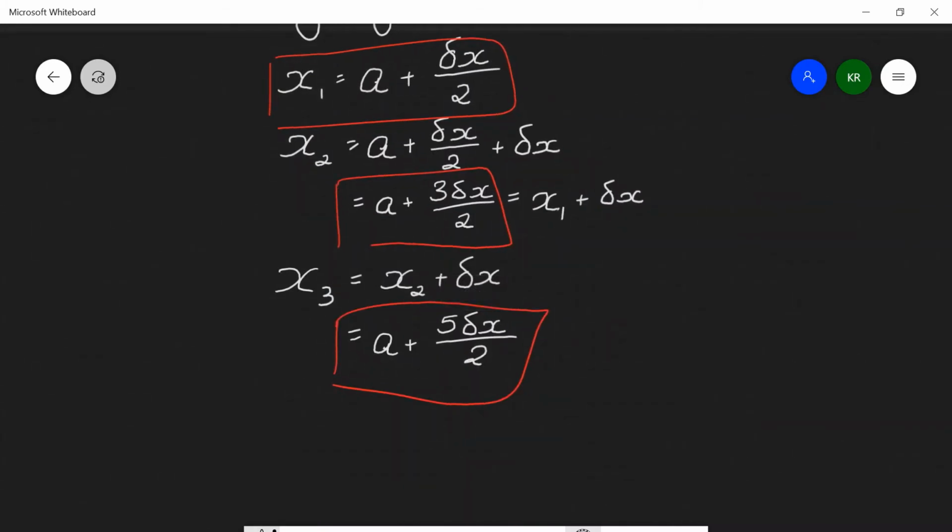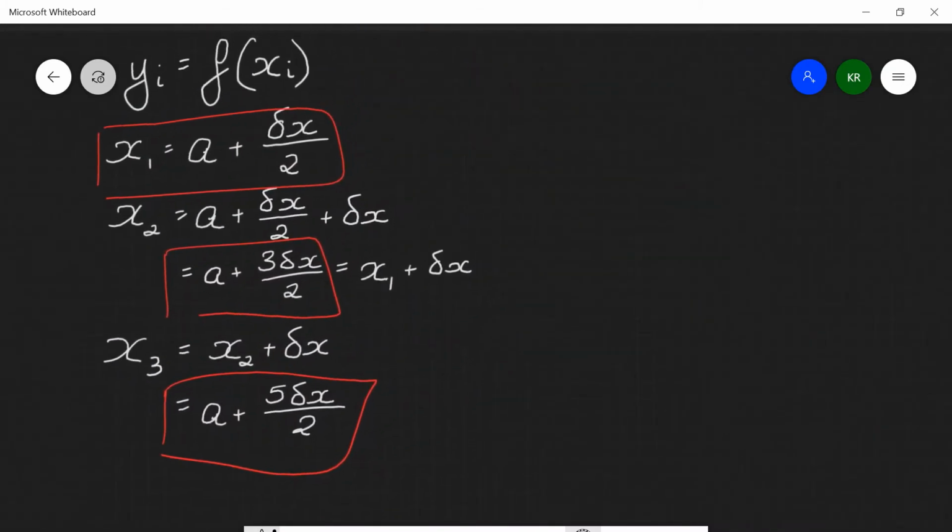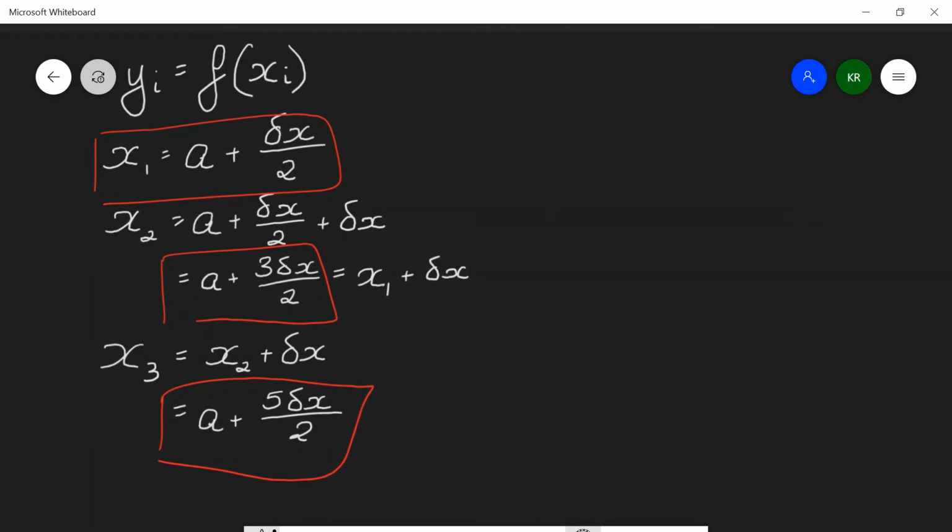We want to find an expression for x_i. So we can see that x1 is a plus 1 lot of delta x over 2. x2 is a plus 3 lots of delta x over 2. And x3 is a plus 5 lots of delta x over 2. So you can think of it kind of like a series, right? So we've got, let's call it M, so we don't have confusion. We've got a table, right? We've got M, and so when M is 1, we've got 1 lot of delta x over 2, right?